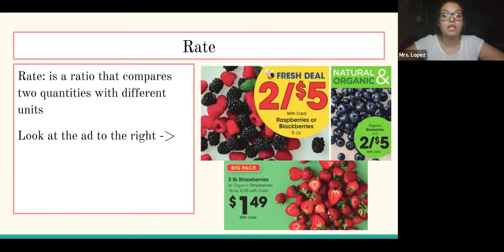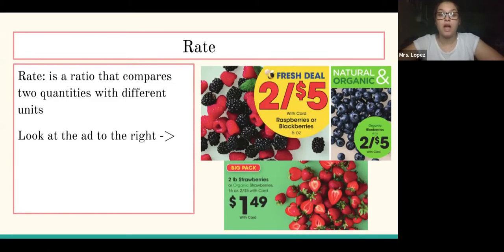So if you look at the ad on the right, we have fresh berries, blackberries, 6 ounces, and they're 2 for $5. So we know that half of $5 is $2.50. So it is $2.50 for 6 ounces of raspberries or blackberries. Same with the blueberries, $2.50 for 6 ounces of blueberries.